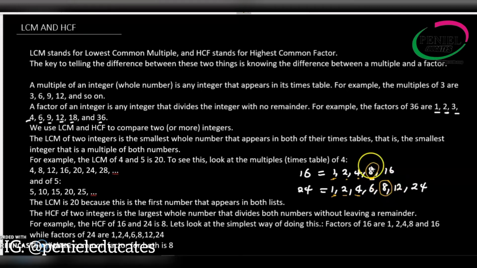It is the factor that is common to the two of them. That's the highest common factor, and it can divide both of them. If you use 8 to divide 16, you're going to get 2. If you use 8 to divide 24, you're going to get 3. So that's the highest common factor for both of the integers, 16 and 24.